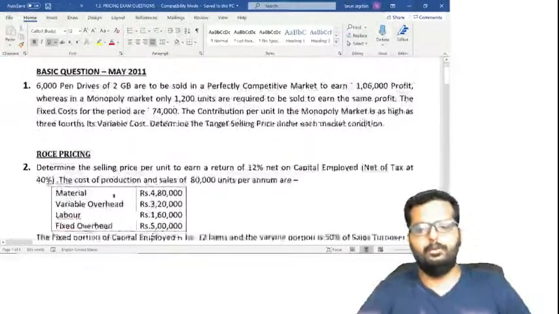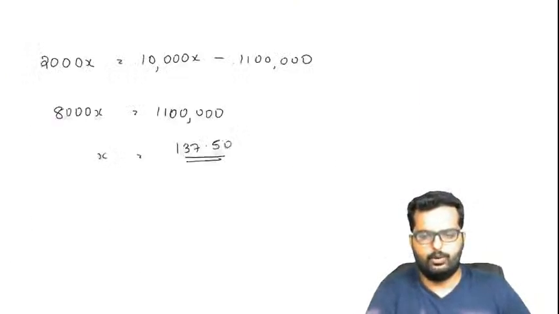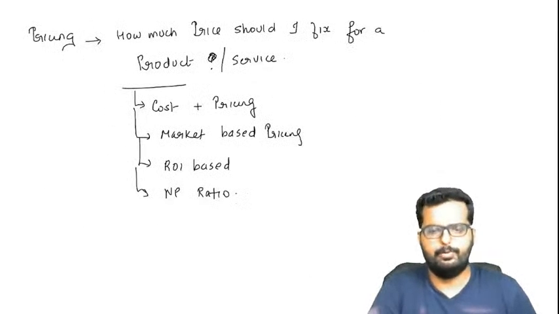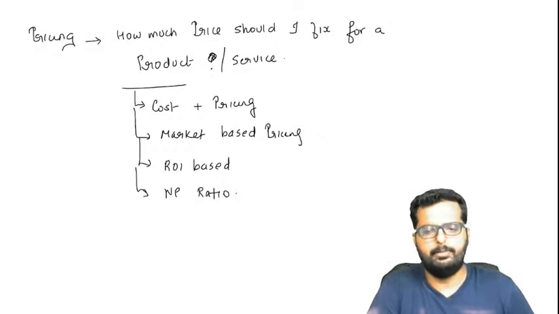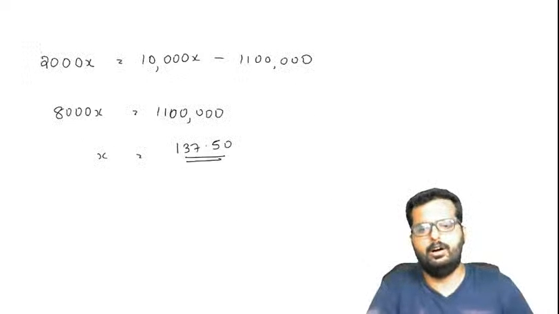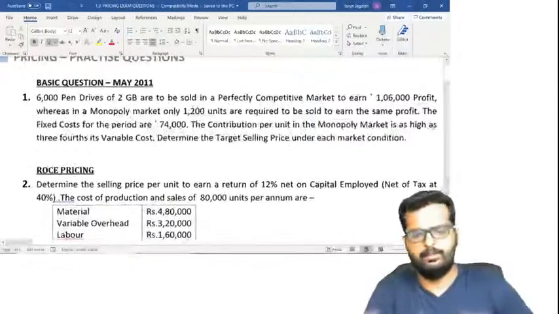Alright friends, before the break, let's quickly recall what we learned. We learned the different pricing methods: cost plus pricing, market based pricing, ROI based pricing, and pricing based on NP ratio. Now let us go to the next one. Let us do some practical problems on pricing, friends.